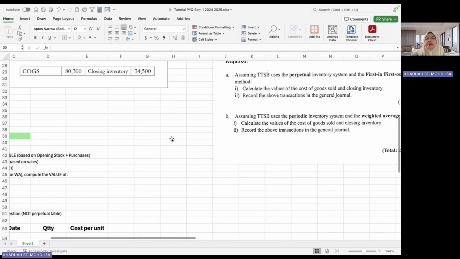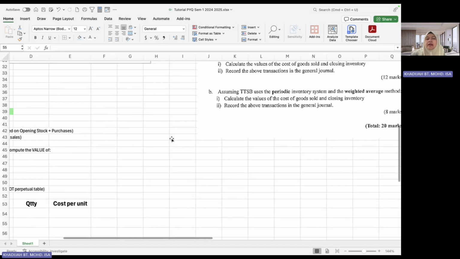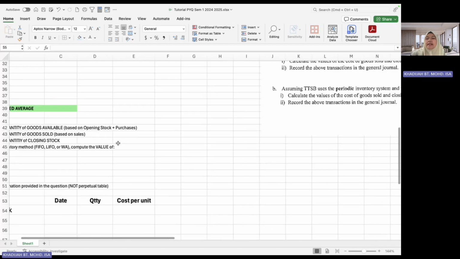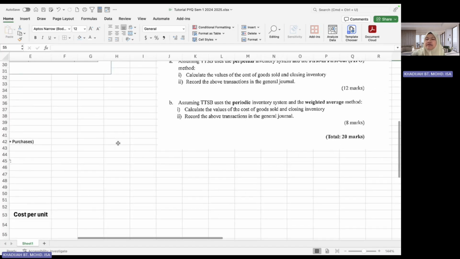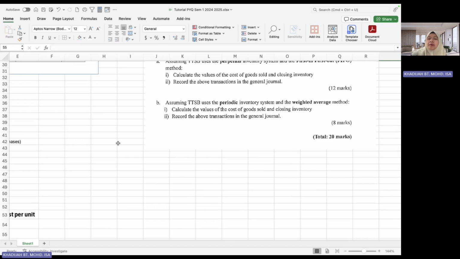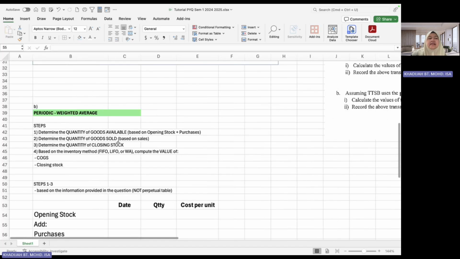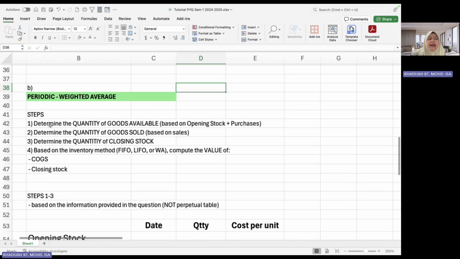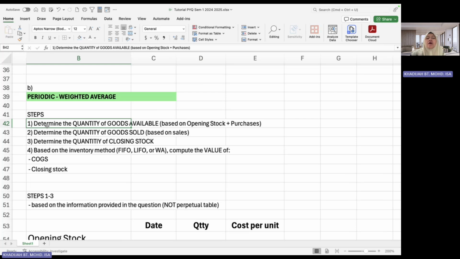So let's zoom into periodic. How are you going to use a periodic inventory system to answer this question? Whether it's weighted average, FIFO or LIFO, for a periodic inventory system, there are a few steps. First, you have to determine the quantity of goods available. Based on the information provided, what are the available goods in the business? This is actually based on your opening stock and your purchases.